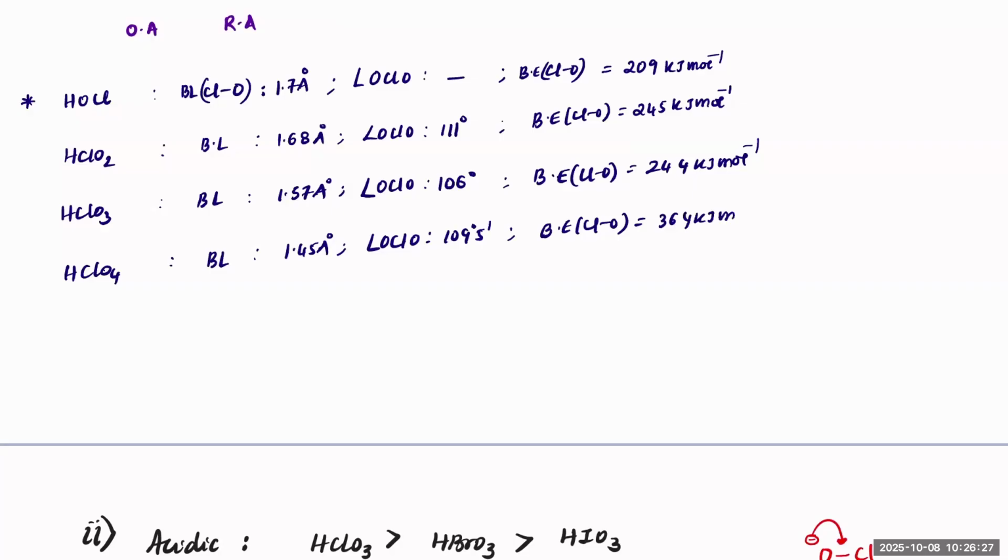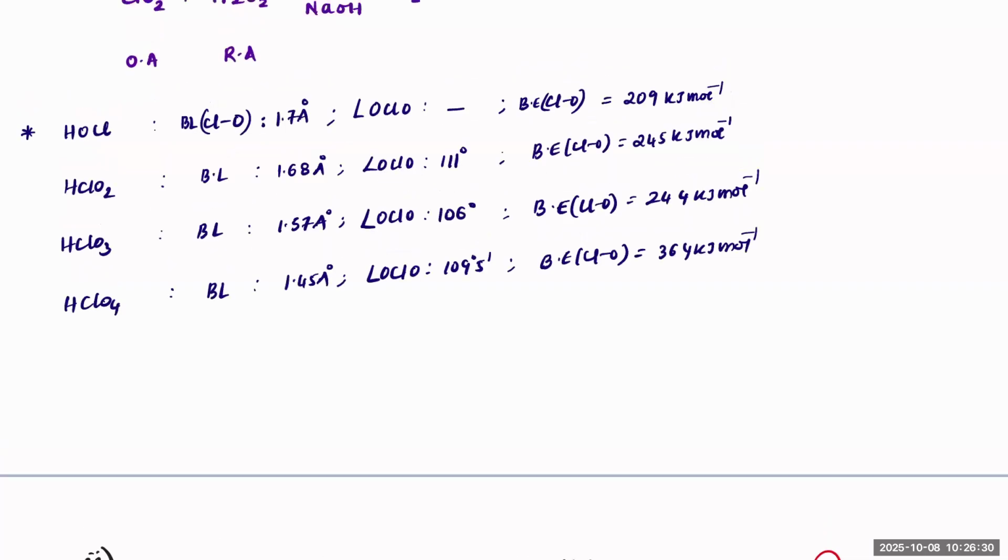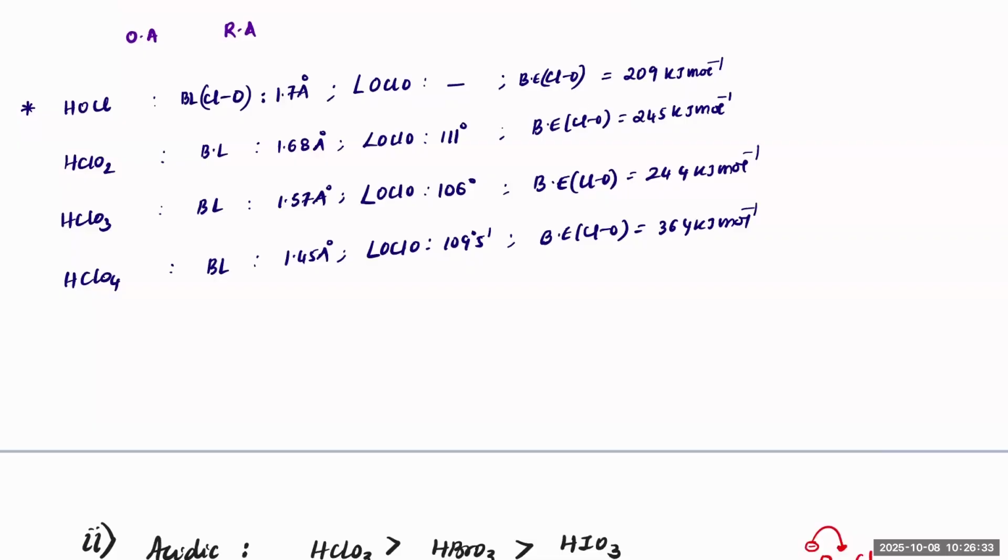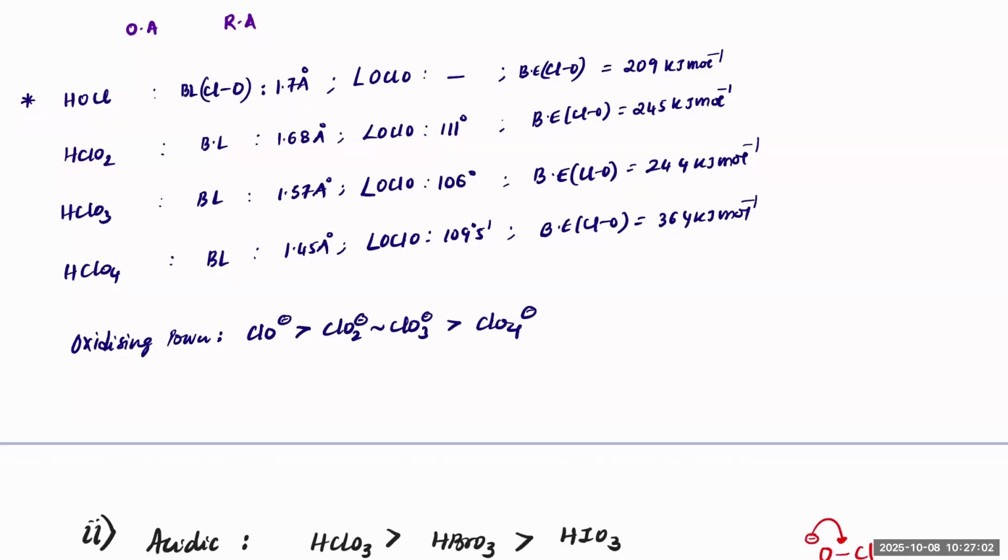From here, there is one thing you can notice: breaking the ClO bond is stronger than breaking the ClO4 bond, right? Which means if you compare the oxidizing power, although this chlorine is at a higher oxidation state, you will notice that ClO minus will have a better oxidizing power compared to that of ClO2 minus and ClO3 minus, which is almost the same. And then comes ClO4 minus. So this is just for this information, we have used that part.